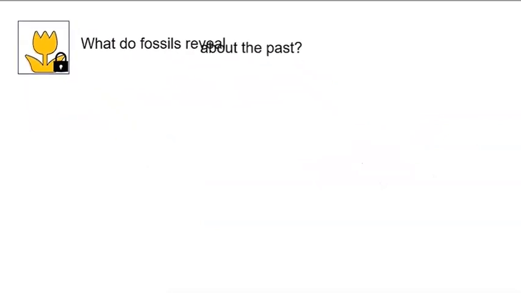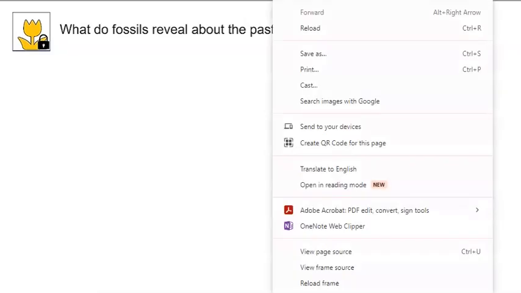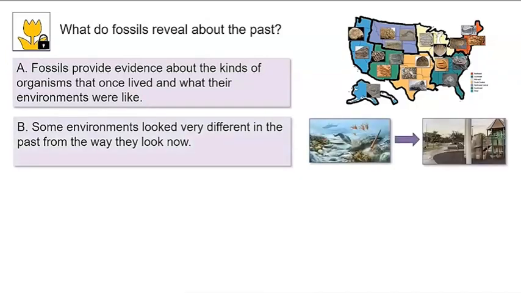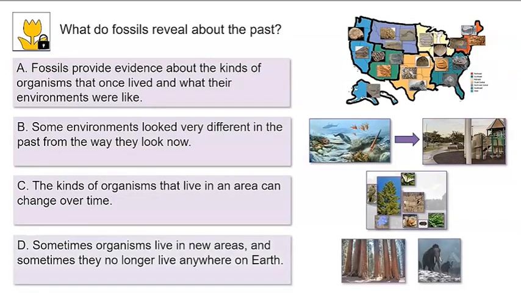Ready? What do fossils reveal about the past? Let's read each option and choose the best answer or answers. Is it A, fossils provide evidence about the kinds of organisms that once lived and what their environments were like? Or maybe it's B, some environments looked very different in the past from the way they look now. Could the answer be C, the kinds of organisms that live in an area can change over time? How about D? Sometimes organisms live in a new area, and sometimes they no longer live anywhere on Earth.